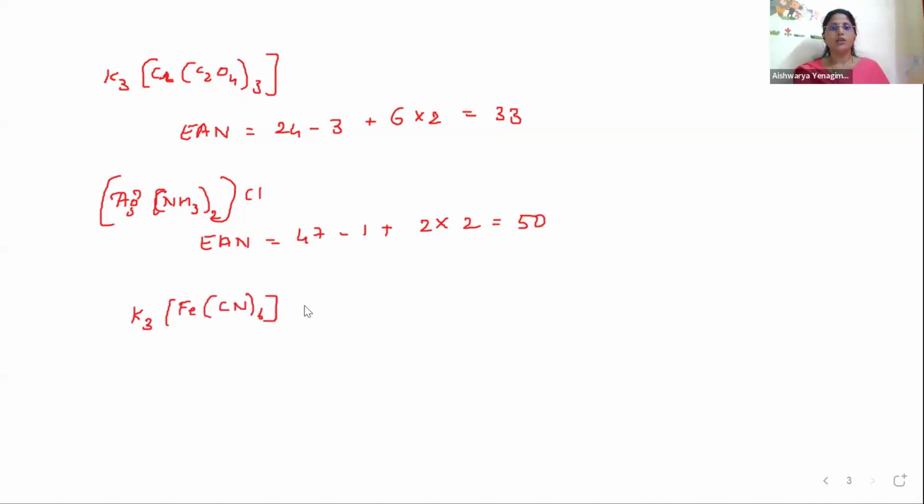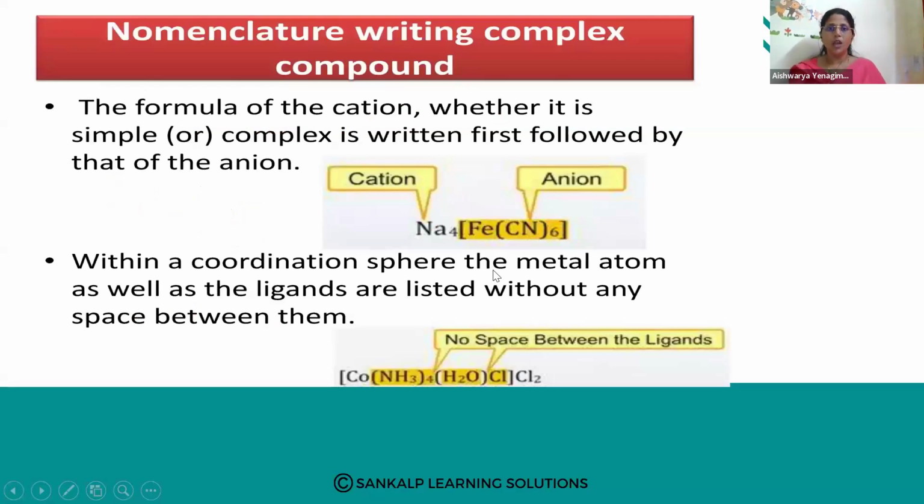K3FeCN6. You are going to do it on your own and let me know the EAN value for this complex. Is that right? So this is how we will be calculating the effective atomic numbers for each of the following examples. So coming to the next concept in coordination compounds, that is nomenclature.